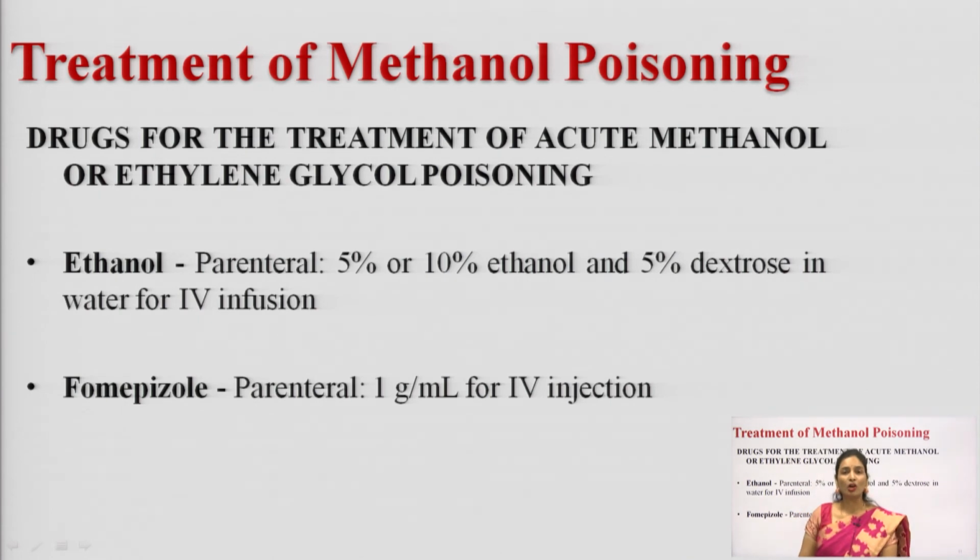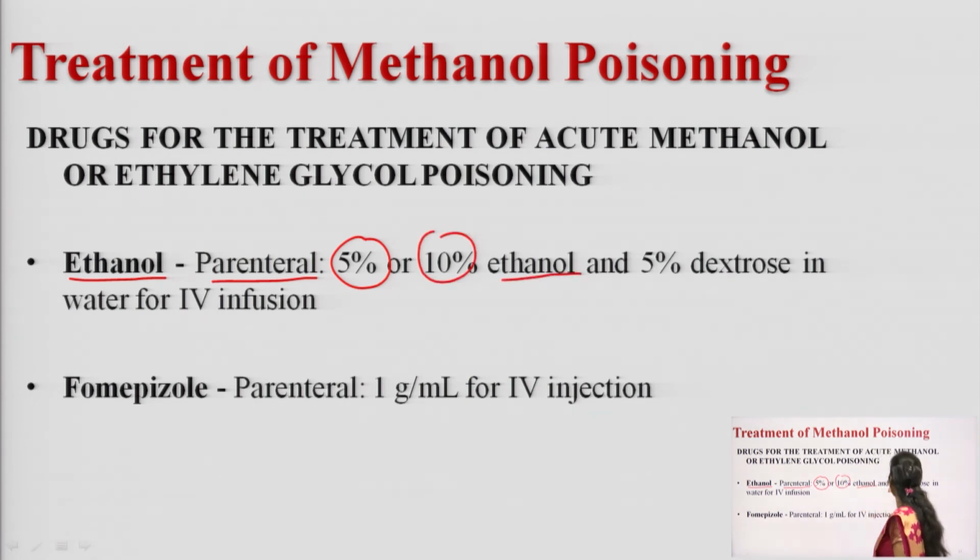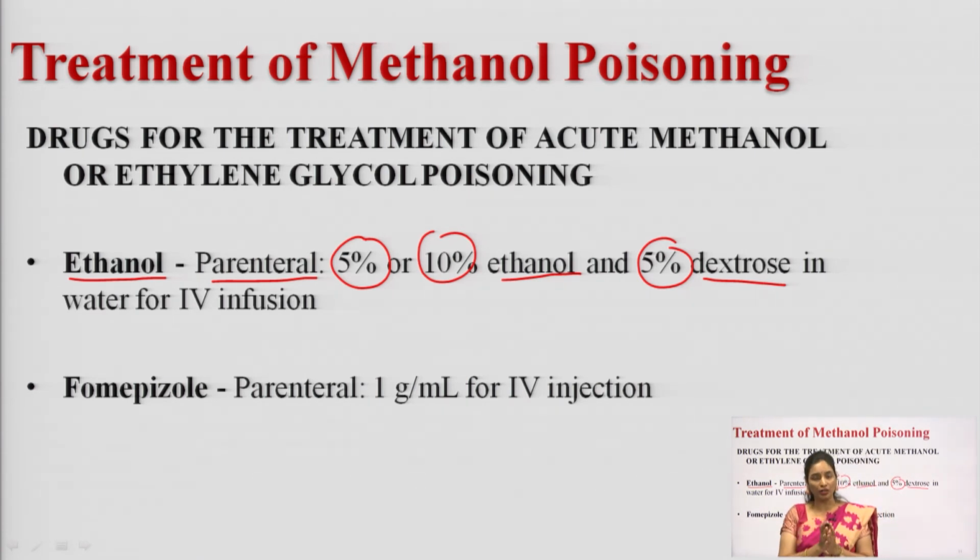And what is the treatment of methanol poisoning? If any person has methanol poisoning, what is the treatment you have to follow? First, you have to give ethanol by the parenteral route. How much ethanol? 5% or 10% ethanol and 5% dextrose in water for IV infusion. You have to mix the ethanol and dextrose in the water and give it by intravenous infusion. This is one of the treatments for methanol poisoning.